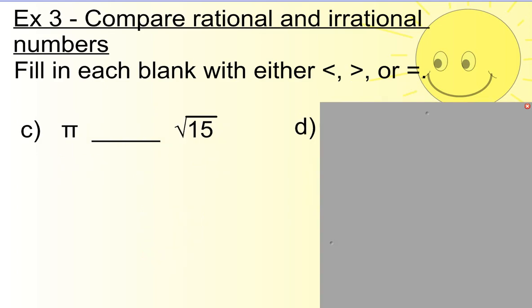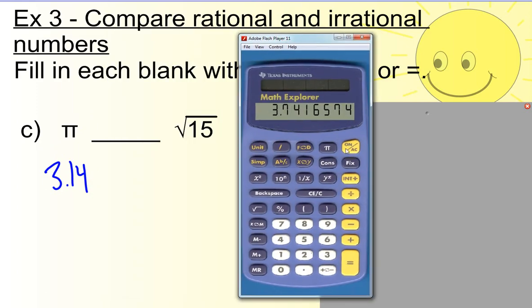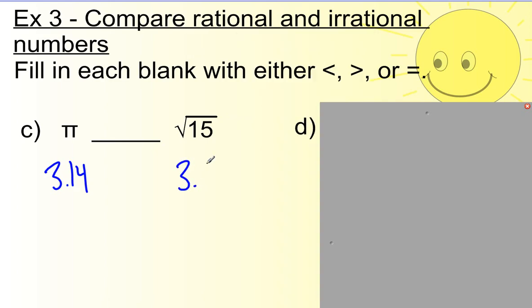I'll do one more example here, and then I have one for you to try as well. Pi. Most people remember or know that pi is 3.14. Now, we know that's a whole bunch of extra digits, but it doesn't matter. That's probably close enough to do this problem. Square root of 15, on the other hand, 15 square root, 3.87. Now that we have two decimals, well, clearly 3.8 is bigger than 3.1, so that square root of 15 is the bigger number.